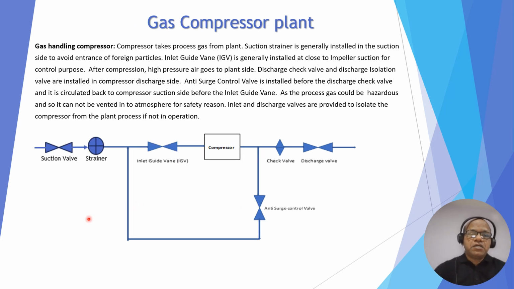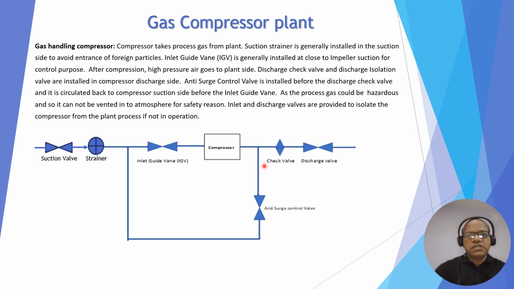Now another application is a gas compressor plant process, where the compressor takes gas from the plant process. So you need one isolation valve that is called the suction valve, then a strainer that has to be cleaned. The process gas that is coming has to be cleaned. Then the inlet guide vane, and then this compressor. The compressor can be single stage or multi-stage. Then a check valve, then the discharge block valve, and then finally it goes to the process.